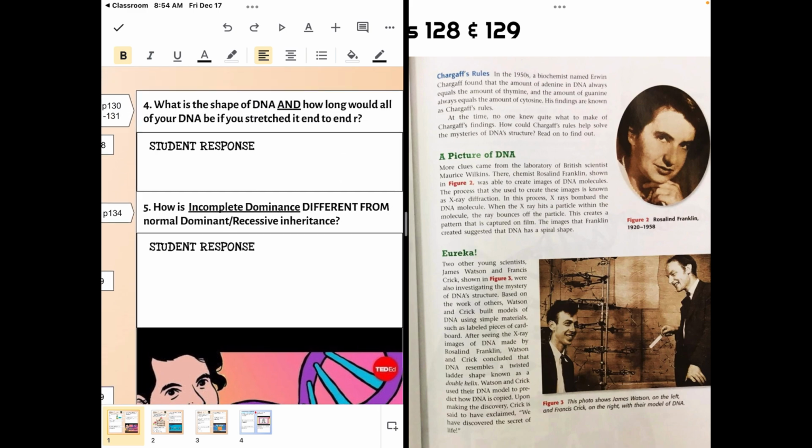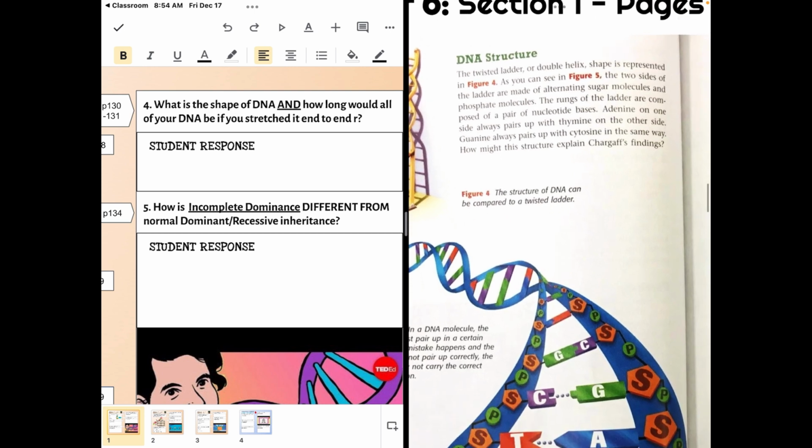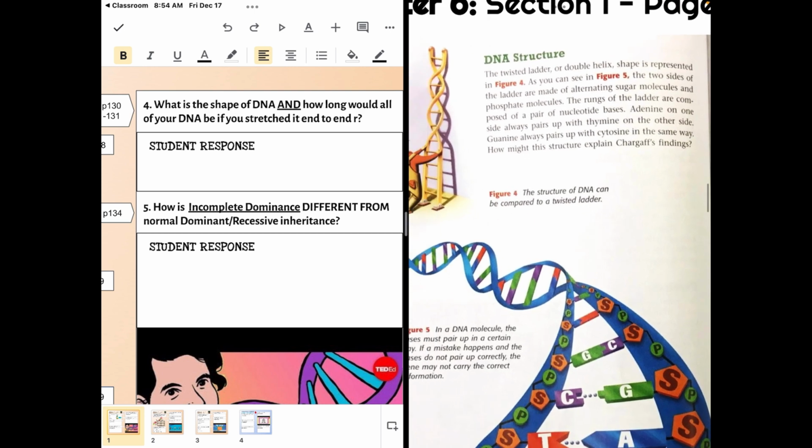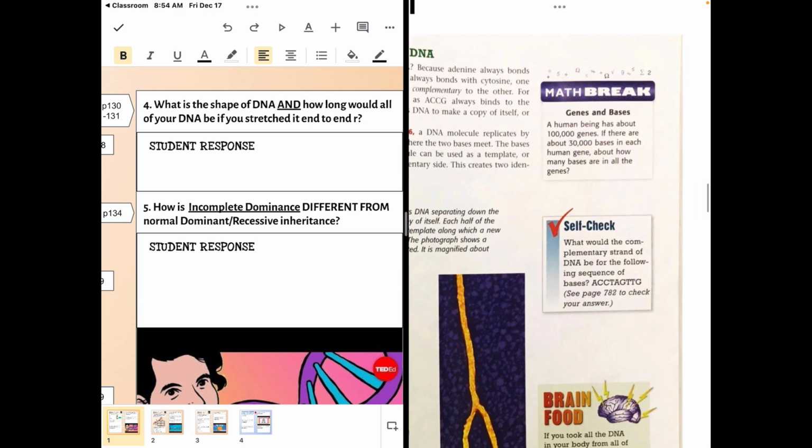If we move on, the shape of DNA, there's 2 ways to describe the shape, kind of the mathematical fancy way and then another simpler way. So that's here. And then how long would it be if you stretched it out end to end? Ooh, there's my typo. There's an R there for no reason. And so that's over here.